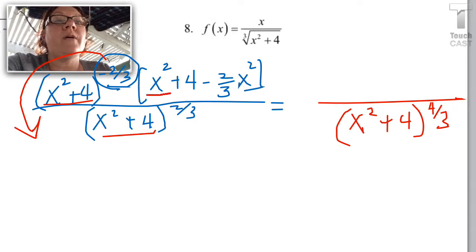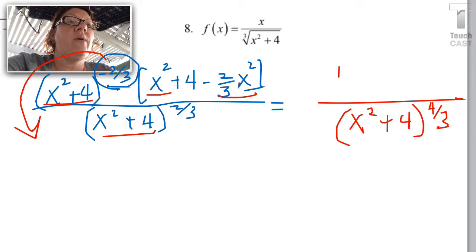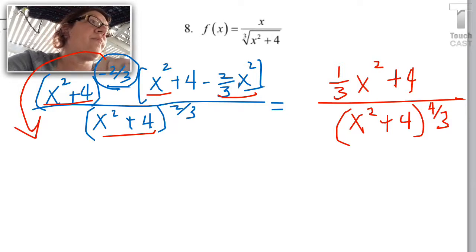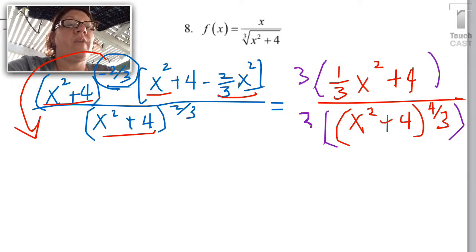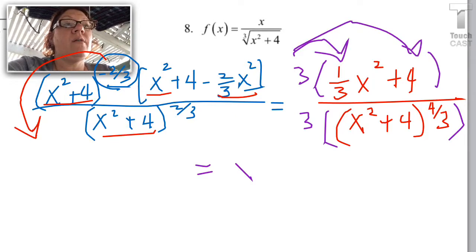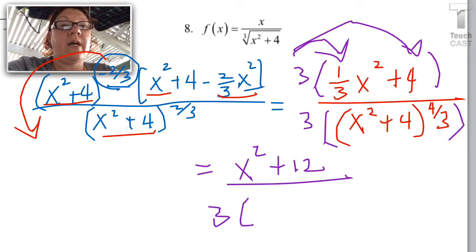And up here on the top, I have some like terms. So if I do 1 minus 2/3, I get 1/3. And so I can't leave that fraction up there. One way to get rid of it would be to multiply top and bottom by 3. And so now on top, I'm going to have x² plus 12. And on bottom, I'm just going to leave that outside. So I can't really do anything with it.